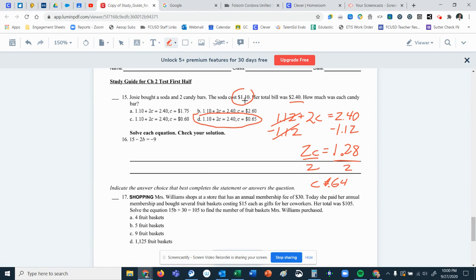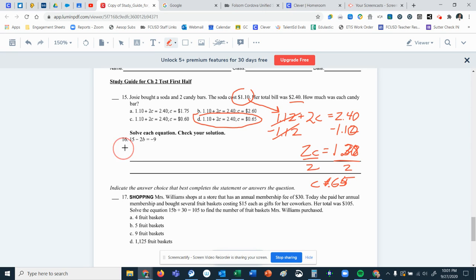Oh, I see what I did. I miscopied. When I copied 110 here, I got 112. Whoops. If this had been 10 cents, I would have gotten 30 cents. So 65 cents is the correct answer, D. Well, let that be a lesson to you. You got to copy your problems carefully.